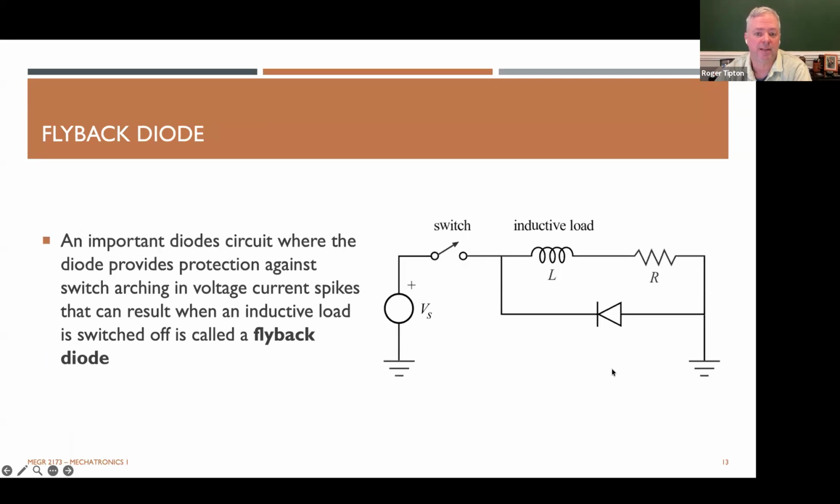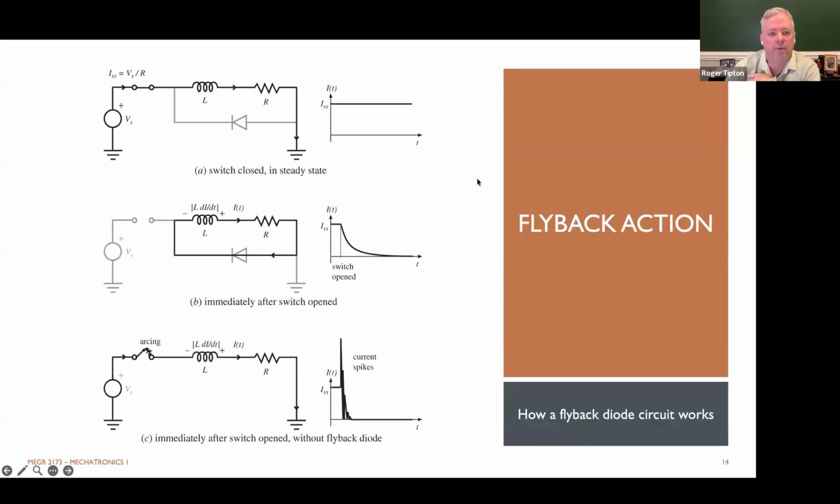Another one is the flyback diode. If you have a switch, especially with a motor in the circuit, you'll need this flyback diode. It's a voltage source, a switch, an inductive load, the resistor, and this flyback diode. And what happens is in normal operation, everything's running. You've got just a steady state current.